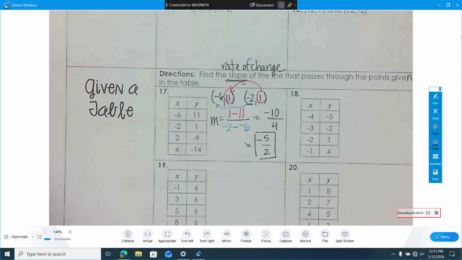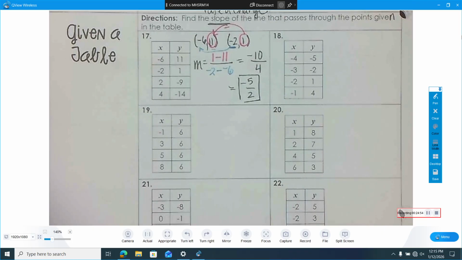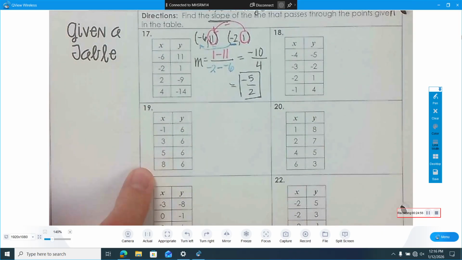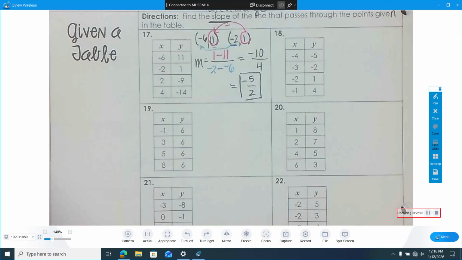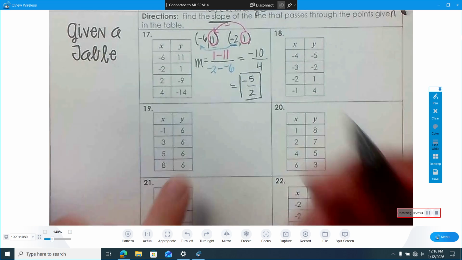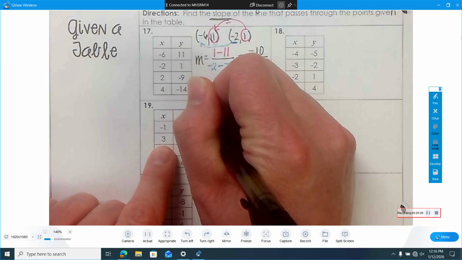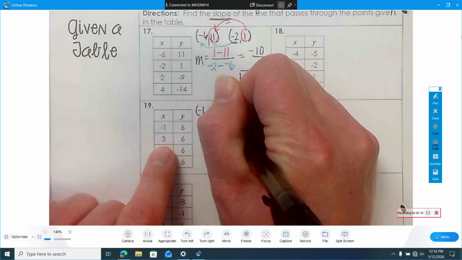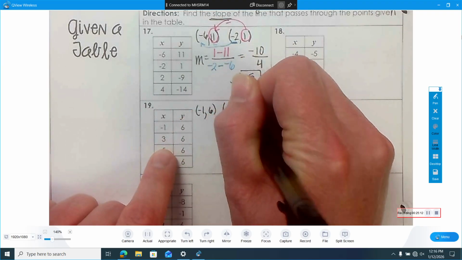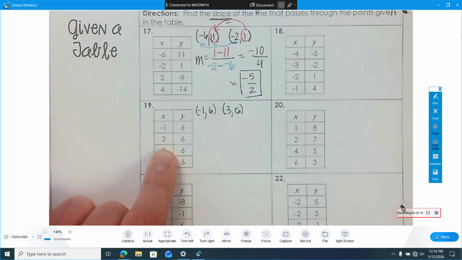Let's look at number 19. I have 4 ordered pairs here. What am I going to do? Do I need 4? How many do I need? 2. Just pick 2. Any 2. First and second. You can pick any 2 that you want. So negative 1, 6, and 3, 6.